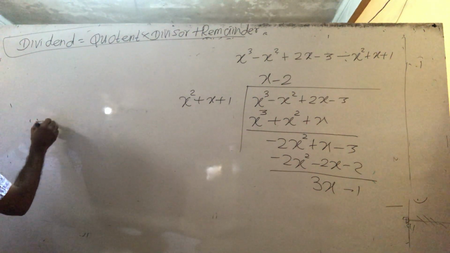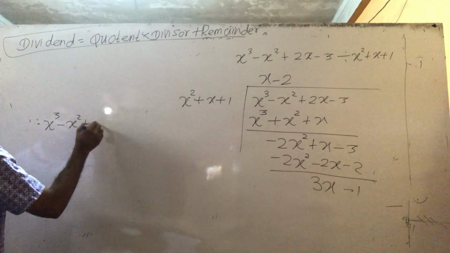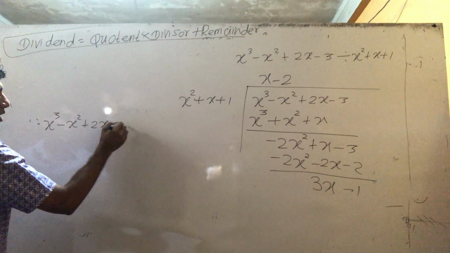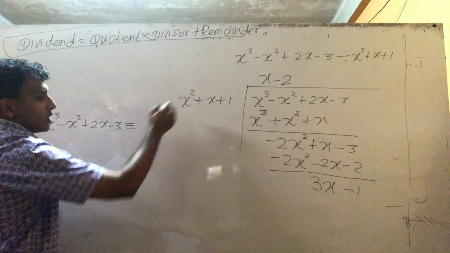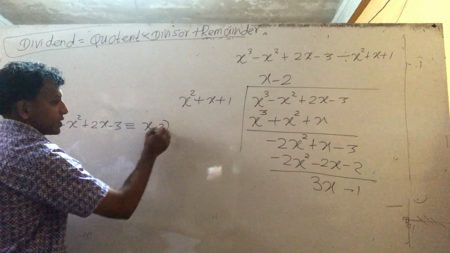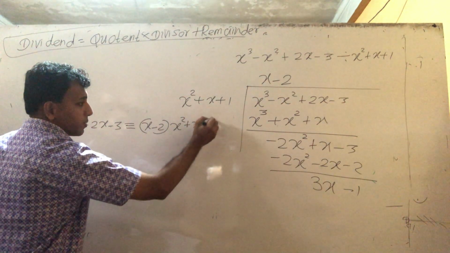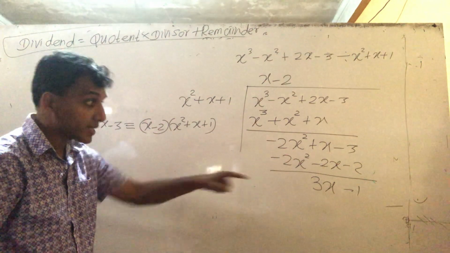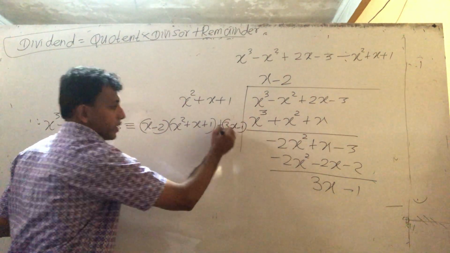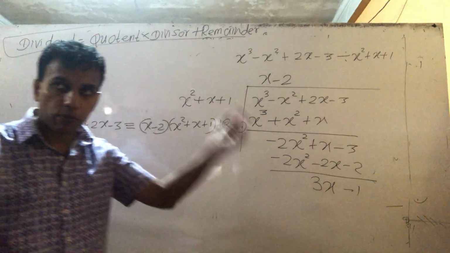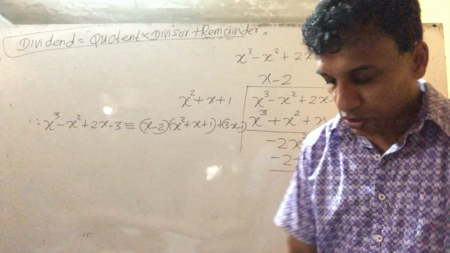Therefore x cube minus x square plus 2x minus 3 is identically equal to what? Quotient into divisor: x minus 2 into x square plus x plus 1, plus remainder 3x minus 1, right? Very useful step this for future problems. That's why I'm showing this basic idea, to write this for every problem. It's the way of division.